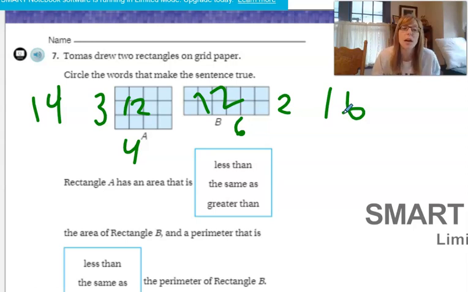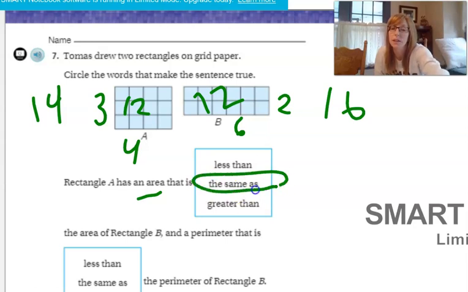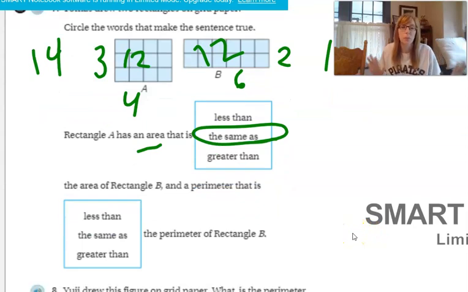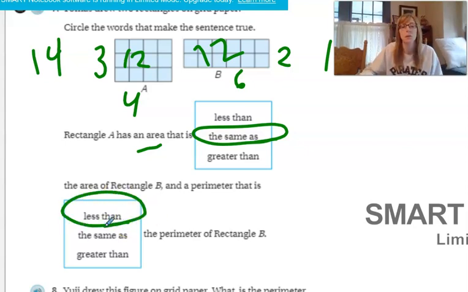All right, so rectangle A has an area that is less than, the same as, or greater than the area of rectangle B. So we're saying the area, choose your answer, you are correct, is the same. And then let's look at the perimeter. Rectangle A has an area that is the same as the area of rectangle B and a perimeter that is greater than or less than. You are correct. It is less than because it's 14, whereas the other one was 16.